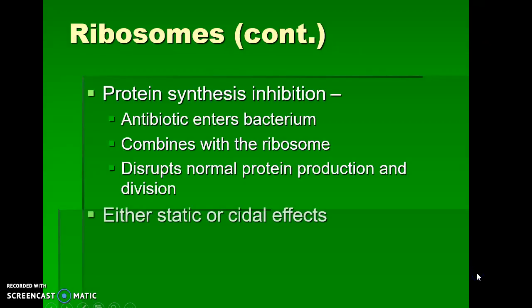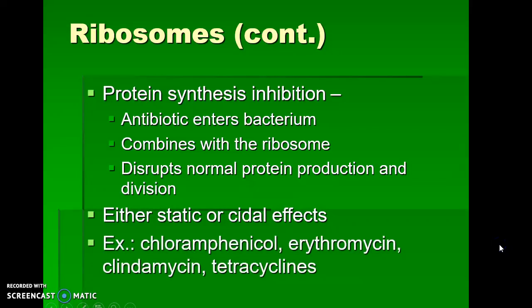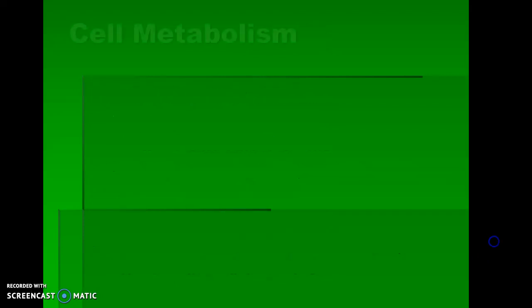So protein synthesis is inhibited when the antibiotic goes into the bacteria and combines with the ribosome, and that is the place where it will disrupt that protein production. So it's targeting the ribosome. These types of drugs can be either static or cidal. Some examples of them are chloramphenicol, erythromycin, clindamycin, and the tetracyclines.